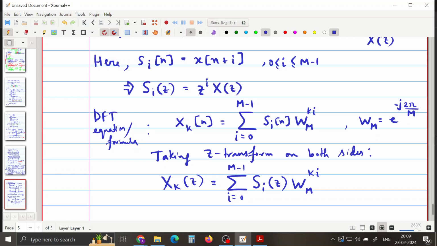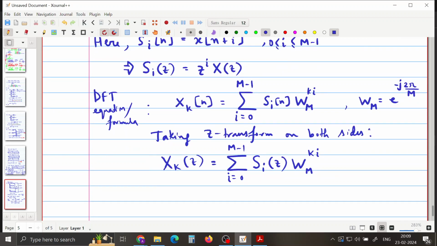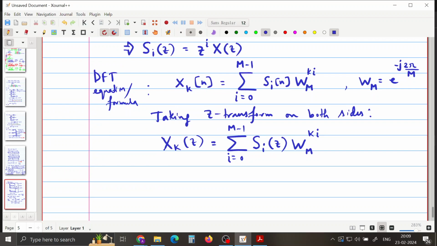Basically, if you have a linear combination of some sequences, then if you take the z transform of that entire linear combination, you just take the z transform of the individual sequences, and the scaling factors remain the same. You get a linear combination of these z transforms as well. So that holds by virtue of linearity.